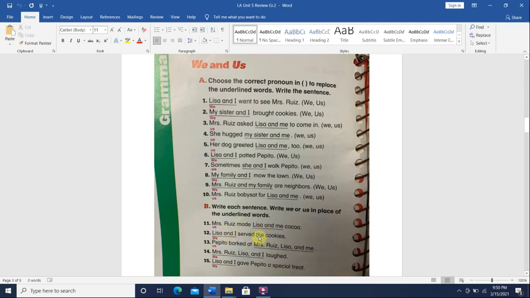Lisa and I served the cookies. So Lisa and I is before the verb. We will change it to we. We served the cookies. Pepito barked at Mrs. Ruse, Lisa, and me. So the underlined words are after the verb. We will replace it with us. Mrs. Ruse, Lisa, and I laughed. This is before the verb, so we laughed. Lisa and I gave Pepito a special treat. Lisa and I is before the verb. We will replace it with we.